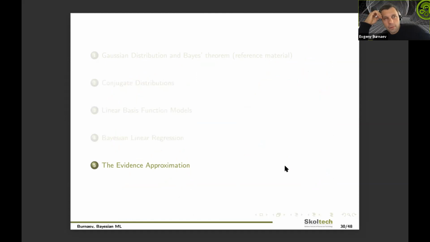Everything is clear? No questions? Evgeny, one small question. What strategy can we use to select the sample points?